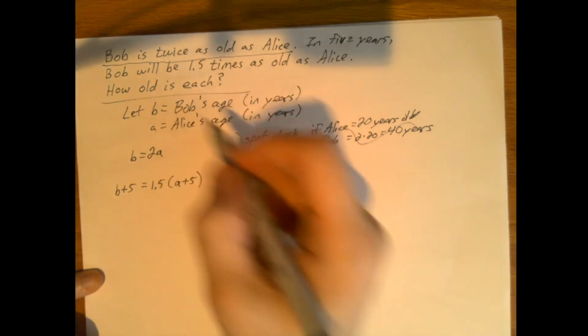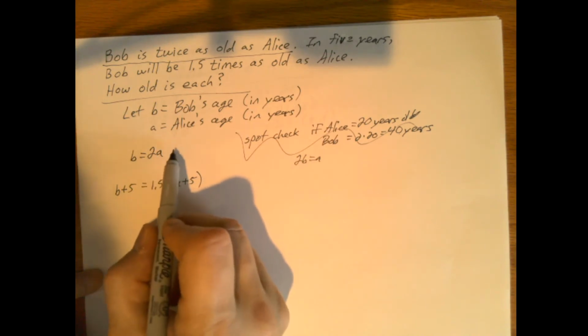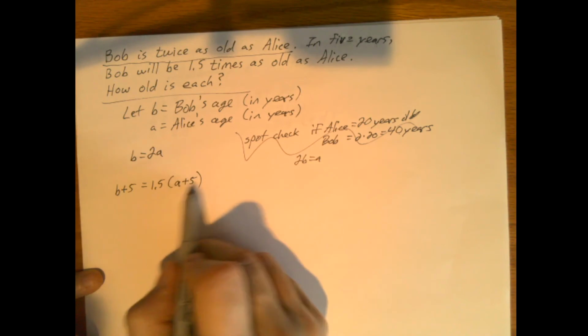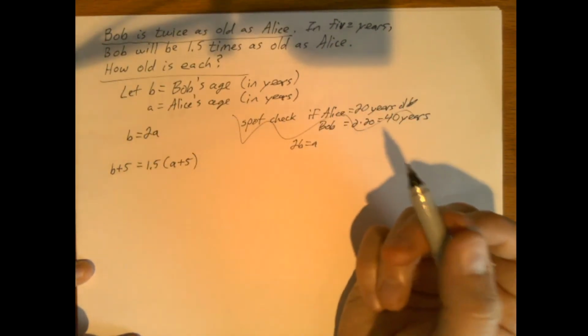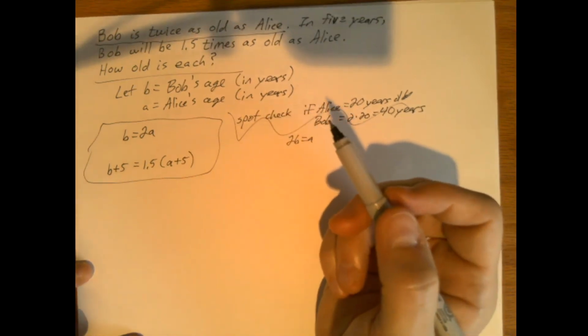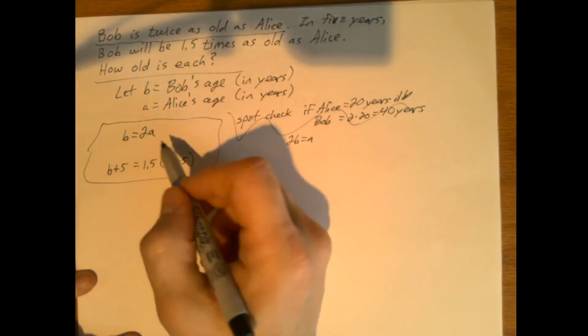Going back to what I said earlier about units, do these work? B in years, 2 times years is still years. Years plus years, these would be years. So all the units match as well. So now it's just a case of solving these expressions. Okay? Now, if you know anything about a system of equations, you could solve it that way.